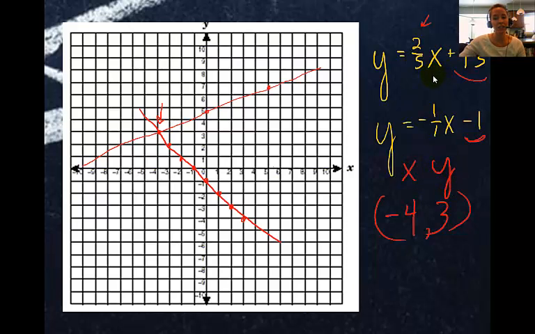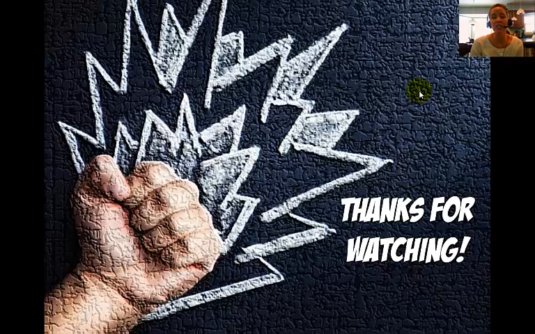If I were to plug those into my equations, I would see that the left side of my equation would equal my right side when I simplified using order of operations. And that's it.